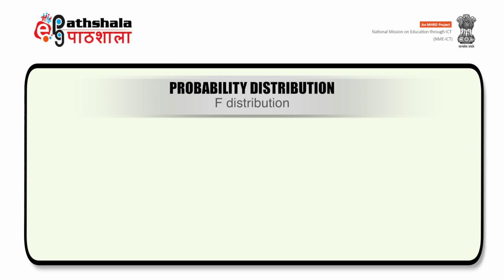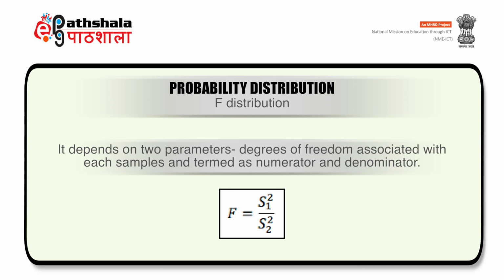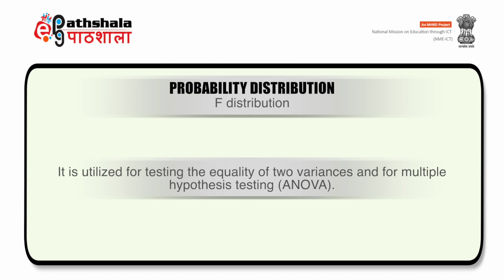Fifthly and lastly, F distribution. F distribution is obtained from the sampling distribution of the ratio of two independent variance estimates acquired from the normal distribution. The same is also shown on the screen. It depends on two parameters, degrees of freedom associated with each sample, termed as numerator and denominator. It is utilized for testing the equality of two variances and the multiple hypothesis testing, that is called ANOVA, which we will further be detailing in the same module.